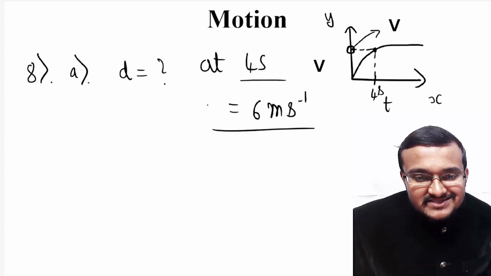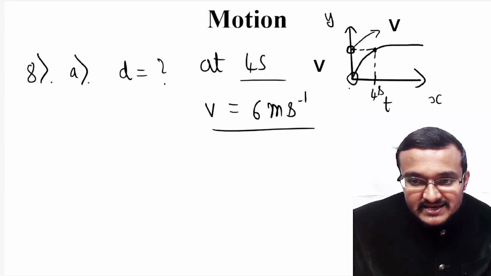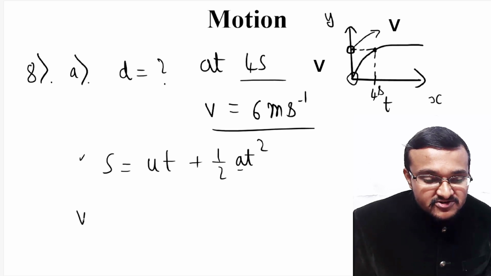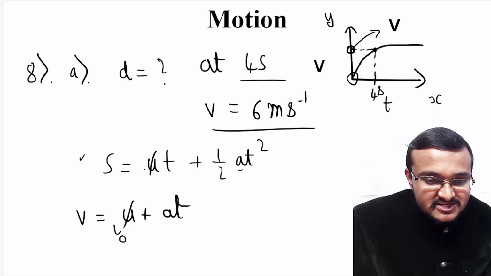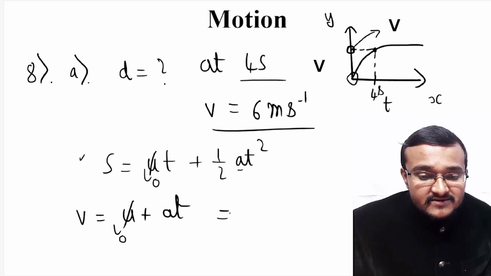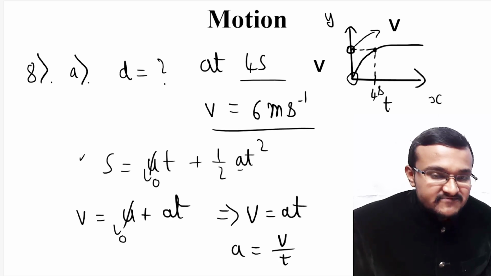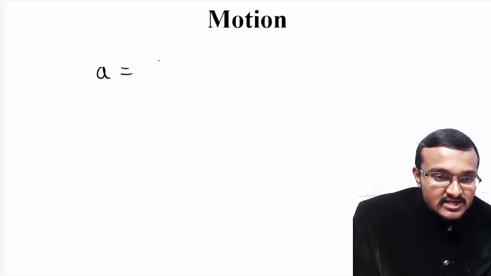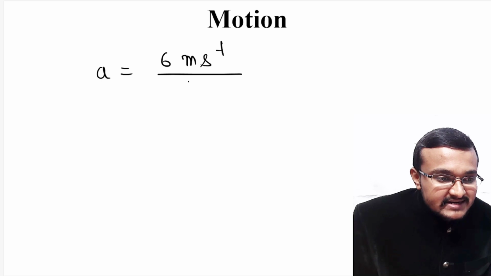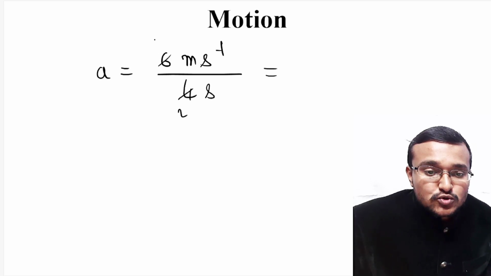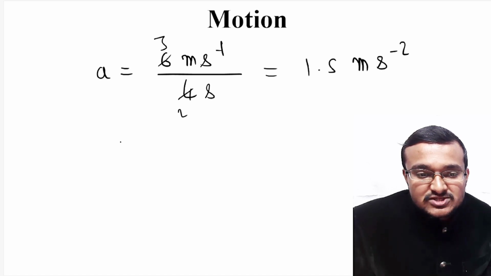So this speed you can consider as the final velocity, and the time they have given, and you can consider the initial velocity as 0. So we'll move on to the first equation of motion, that is v = u + at. Here the initial velocity is 0, so v will be equal to at, and acceleration will be equal to v by t. V is the final velocity, which is 6 meters per second, which we observed from the graph, divided by the time, which is 4 seconds. So 2 2s are 4, 2 3s are 6, so 3 by 2 is 1.5. So 1.5 meters per second squared is the acceleration.